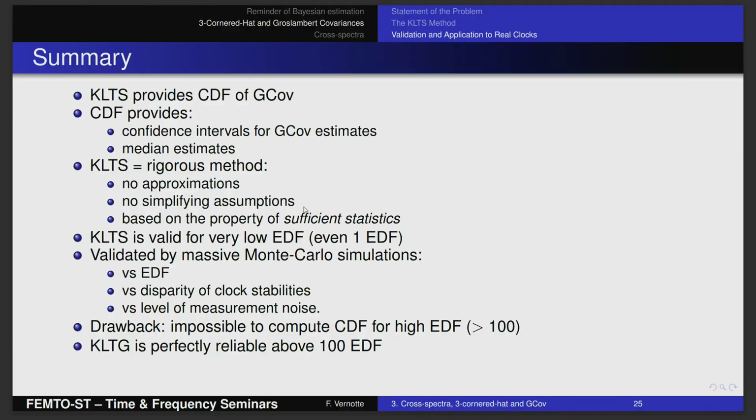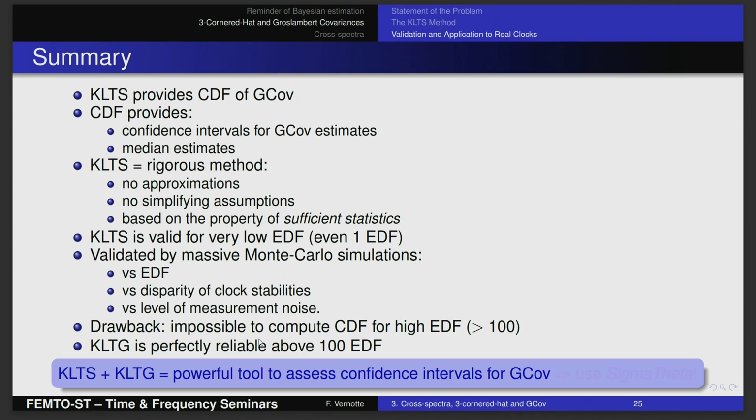The only drawback of this method that we have seen is that it is possible to compute the CDF only if you have high degrees of freedom. But it's not really a problem, because if you have a high number of degrees of freedom, it can be approximated by Gaussian or by the other method which is used in sigma theta, which is KLTG, which is perfectly reliable above 100 EDF. So if you want to use this method, you have to use KLTS if you have very low numbers of degrees of freedom in the right-hand side part of the graph, and for the left-hand side part, we can use KLTG, for instance, and this is implemented in sigma theta.